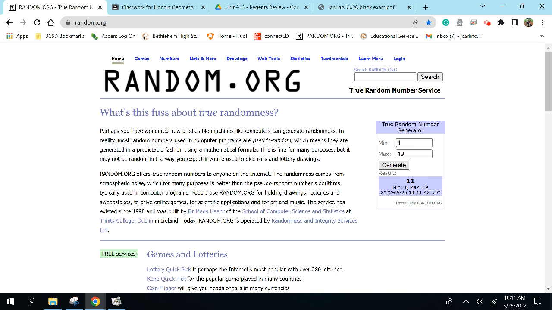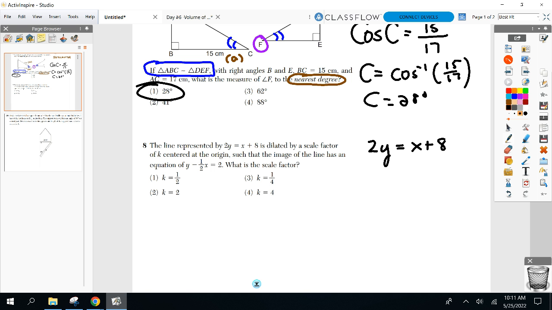How do I get this into y equals form? You divide it by 2. Divide everything by 2. Go ahead, everyone. So I should get y equals, what's this become here? X over 2. 1/2 x plus 4. So there's that line.